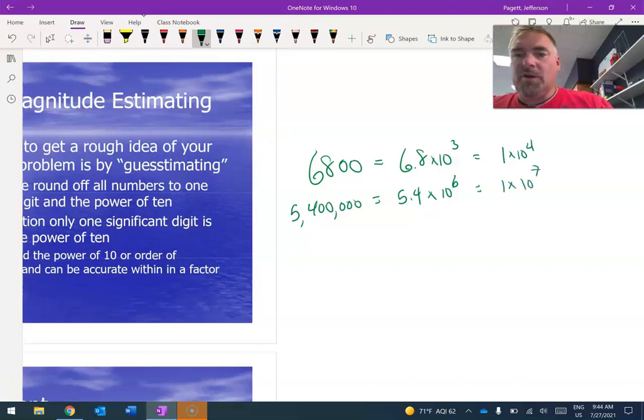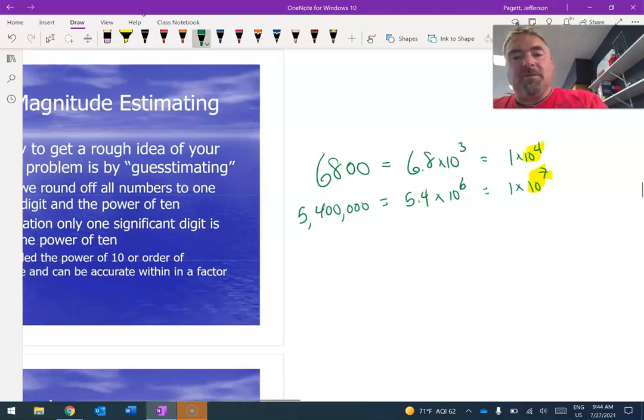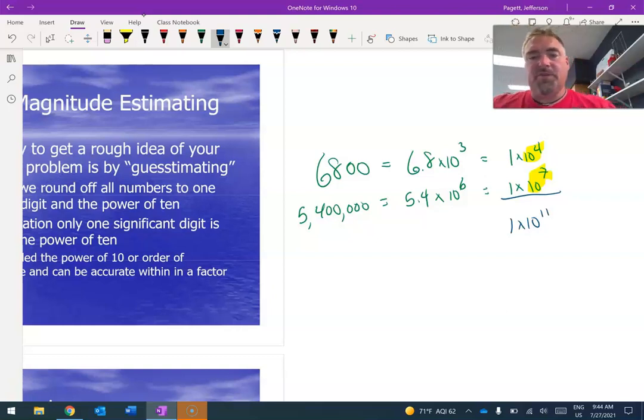Now what I'm going to do here is on the order of magnitude, I'm only going to concern myself with the times 10 to the 4th and the times 10 to the 7th. I'm going to completely ignore the 1. 1 times 1 is going to be 1 anyways, so we don't have to worry about that. So if I multiply these two together, what I end up getting is 1 times 10 to the 11th. Now, this is an estimate. So if I were to multiply these two together on an actual calculator, I would expect an answer that's somewhere around times 10 to the 11th.